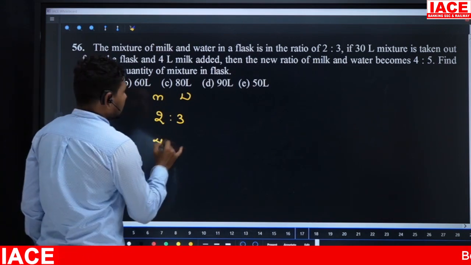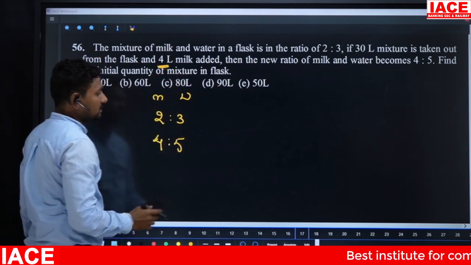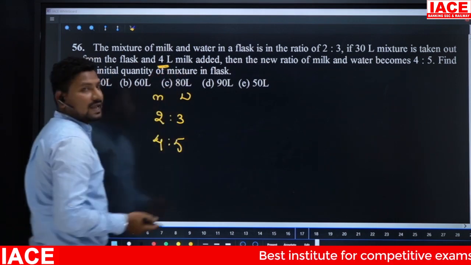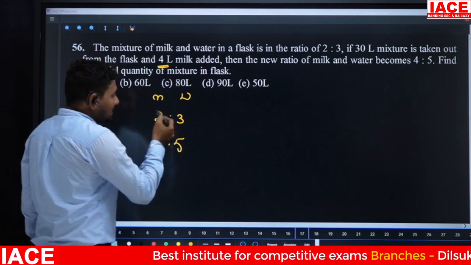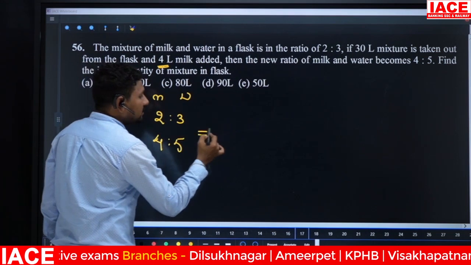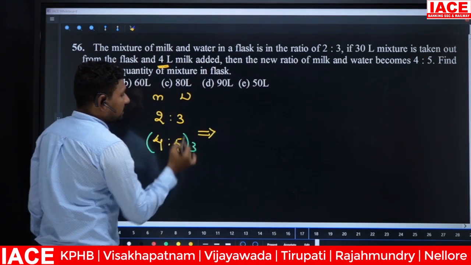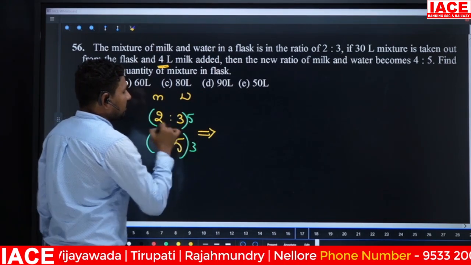So we are adding extra milk. How many liters? 4 liters. Just we are adding 4 liters. So based on this, we should calculate now. Look, milk is extra added, but water we are not adding. Water we are not adding means we can make the water equal. That's why we are multiplying extra. Here I am multiplying by 3. Here I am multiplying by 5. The ratio should be what?